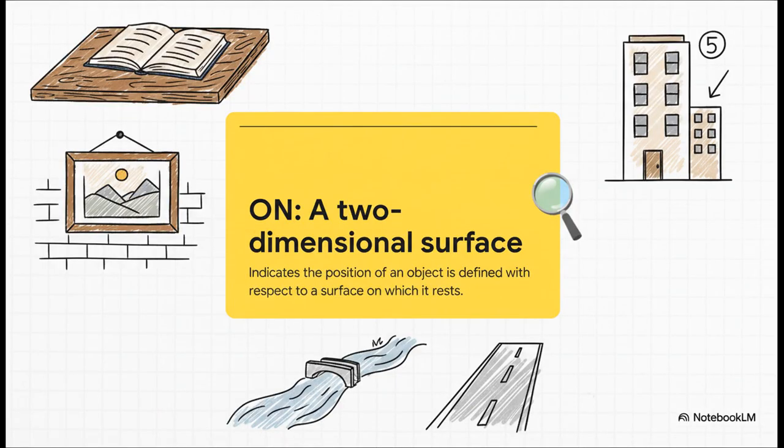Next, there's on. Now, on is all about surfaces. A book is on the table. A picture is on the wall. Maybe you live on the 5th floor. Just think of it as anything you can lay something on top of or walk along.